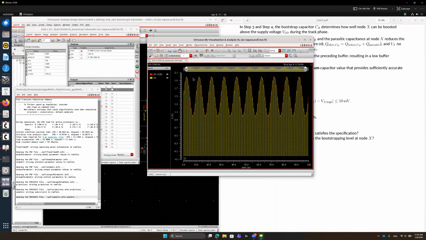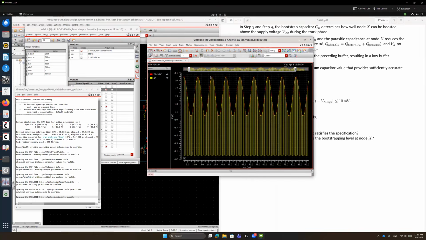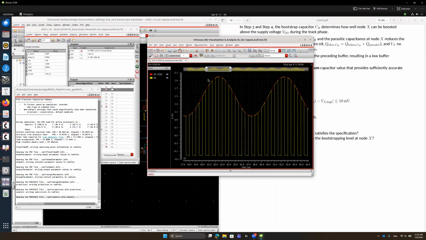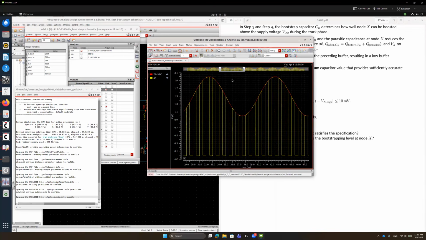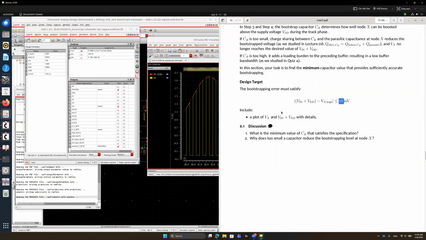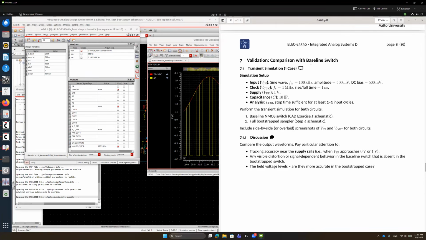So there are multiple cycles of X4 and Vin plus VDD. You can see that it is nicely operating with our expectation. And at the worst case, because we are calculating the minimum voltage of the bootstrapping cap, we can see that it is still within the 10 millivolt error boundary. All right, and the next question is validation with comparison with the baseline switch.